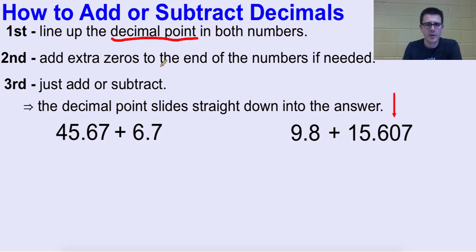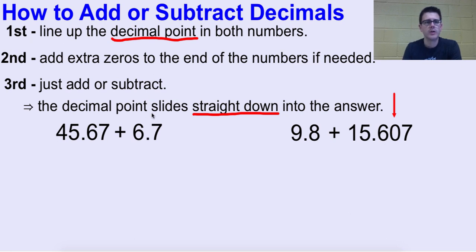Then we can add some extra zeros to the end of the numbers as needed. We always want them to have the same number of decimal places. And then we just go ahead and add or subtract. The decimal point is just going to slide straight down into our answer. So I just kind of think of it as an arrow, kind of drops straight down as we go.